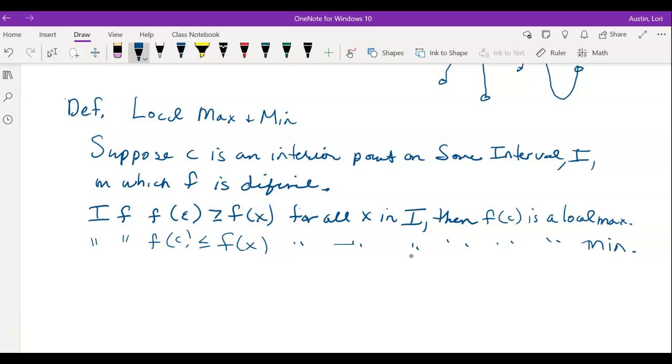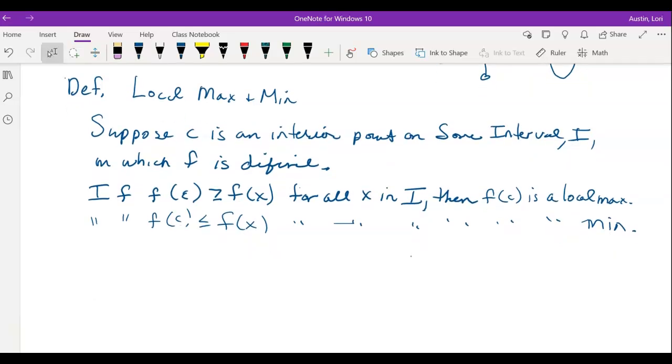So the only real difference when we talk about defining a local versus an absolute is the interval it's on. When we're talking about absolute, we're talking about the whole domain. When we're talking about local, we're just talking about some little tiny interval around that value C. Okay, that's the big difference. So this is good to get for defining it.